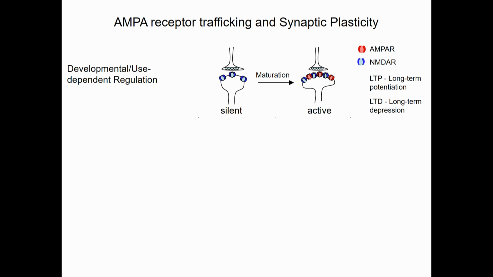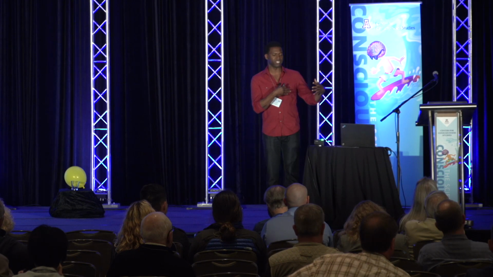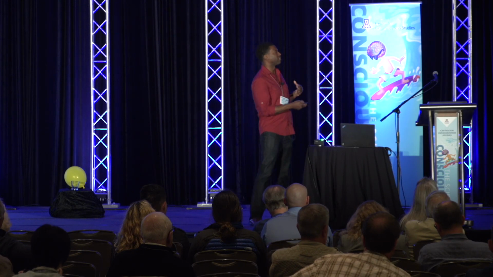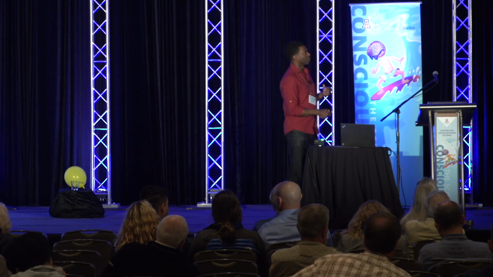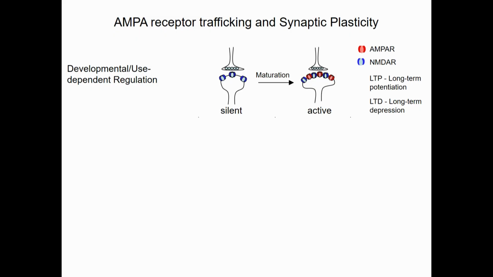What that means is that there are literally hundreds of scientists who study the trafficking of AMPA receptors, meaning the trafficking of AMPA receptors to and from the synapses. And for instance, in early days, it was understood and identified that there were silent synapses that only contained NMDA receptors. And so the recruitment of AMPA receptors was a way to activate them. And then you had this dynamic population of silent synapses and active synapses. And developmental and use-dependent regulation was something that was very critical here.